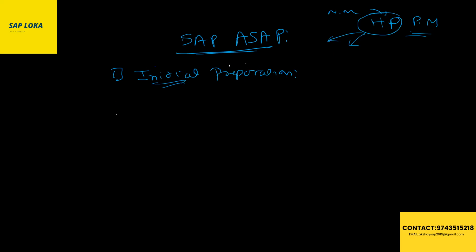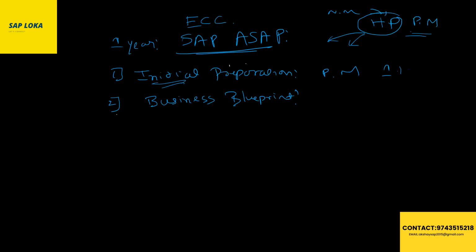So I'm just giving an overview. Initially project management will happen here, with all the allocation of people, and this is an important phase. Next one is the business blueprint phase. If we consider this as a 1 year project, the initial implementation in ECC will take 1 year. Initial preparation alone will take 1 to 2 months. This business blueprint will take again 2 to 3 months.